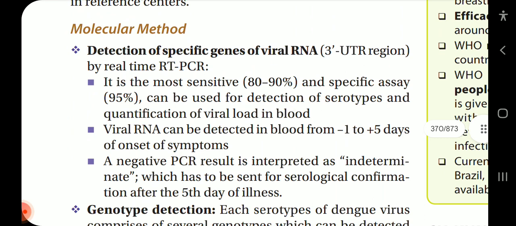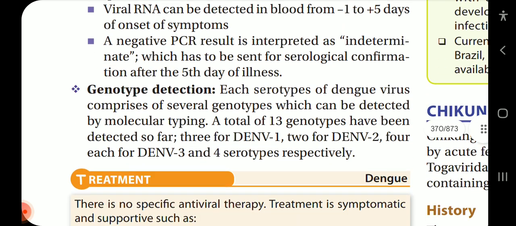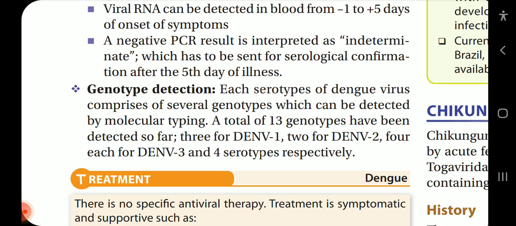Molecular method. Detection of specific genes of viral RNA, 3'-UTR region, by real-time RT-PCR. It is the most sensitive, 80 to 90%, and specific, 95%, assay and can be used for detection of serotypes and quantification of viral load in blood. Viral RNA can be detected in blood from -1 to +5 days of onset of symptoms. A negative PCR result is interpreted as indeterminate, which has also to be sent for serological confirmation after the fifth day of illness.